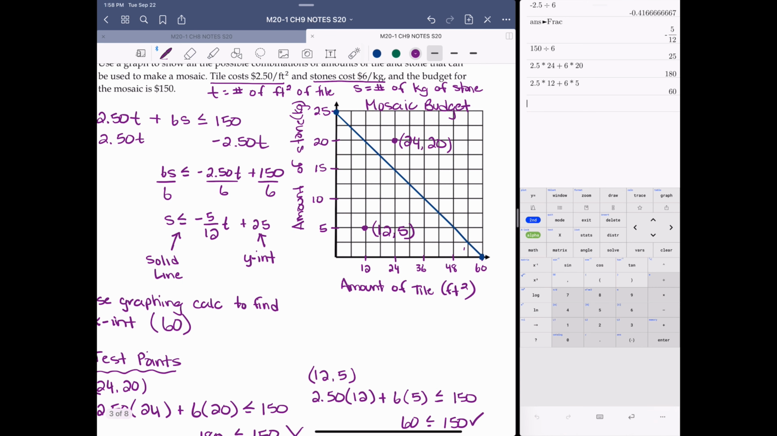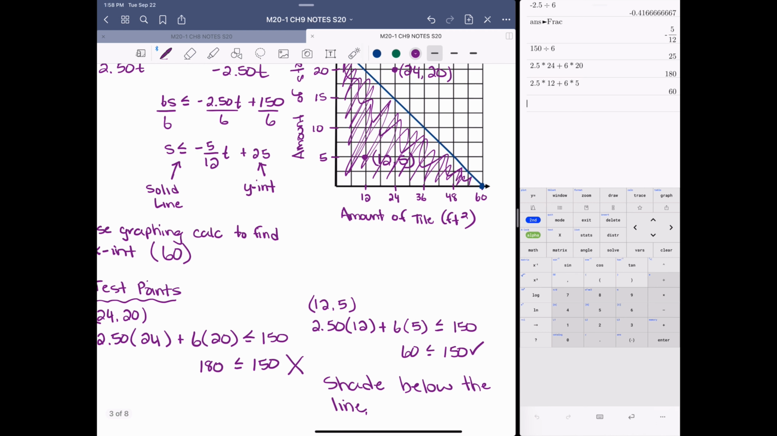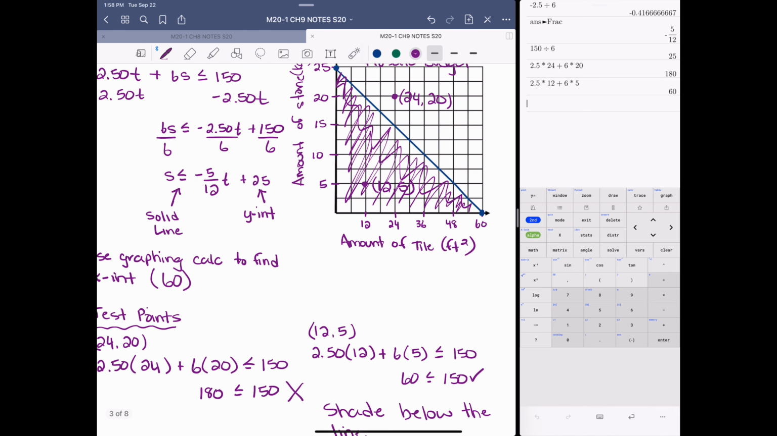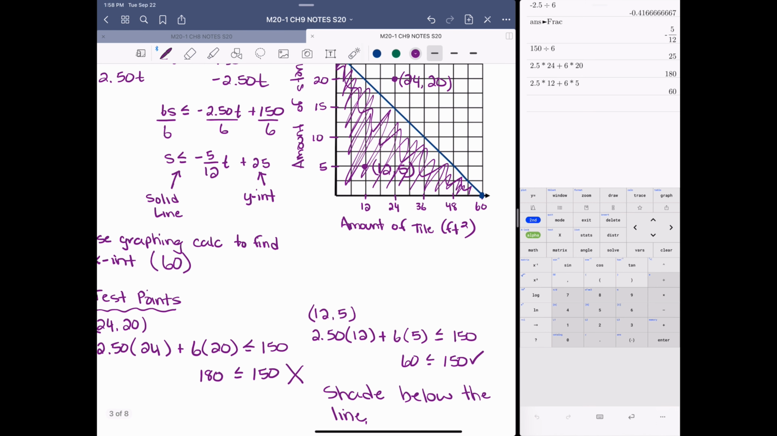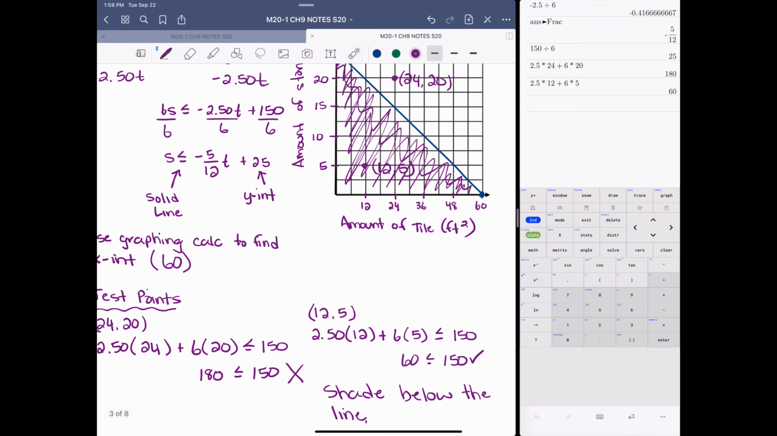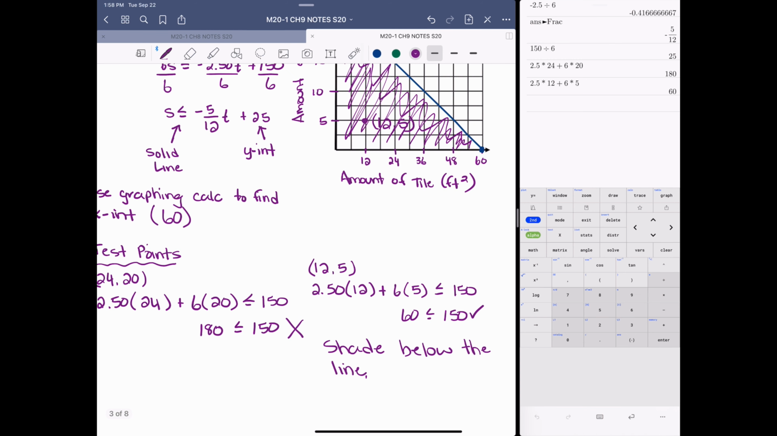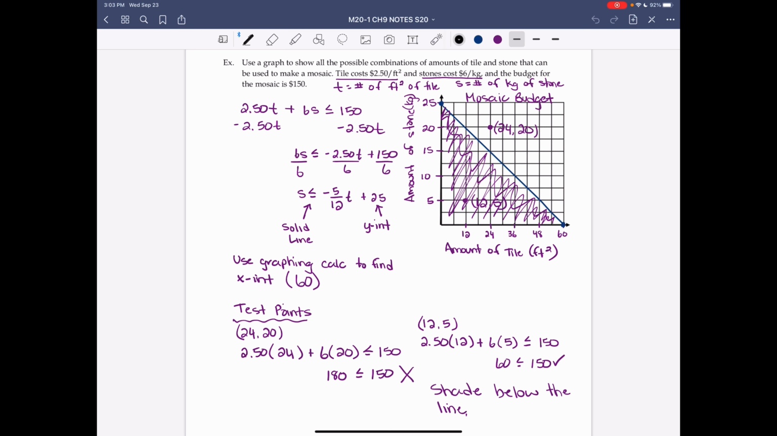So our solution region is all of this in here. Any point in that shaded region or on the line, because it's less than or equal to, would be a solution to this system. And that's the end of lesson 1 for chapter 9.